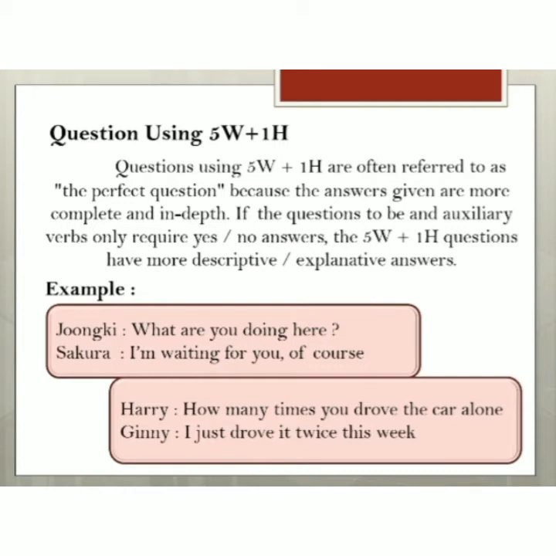Next, question using 5W plus 1H. Questions using 5W plus 1H are often referred to as the perfect question because the answers given are more complete and in-depth. If the to be and the auxiliary verb questions only require yes or no answers, the 5W plus 1H questions have more descriptive or explanatory answers. Example, Jonki: What are you doing here? Sakura: I'm waiting for you, of course.